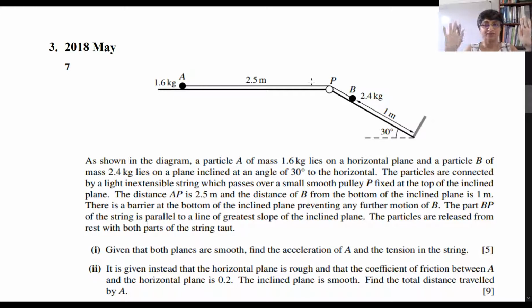So what do we need to find? Given that both planes are smooth, find the acceleration of A and the tension in the string. Typical of how they start a connected particles question. I have given you instructions in the note, what we've been doing in the two questions we discussed. You start with free body force diagrams for A and B, and they are both accelerating with the same acceleration. You apply F equals ma in the direction of acceleration, and in any perpendicular direction, you apply conditions for equilibrium, and then solve these equations. That's all. Shall we start?